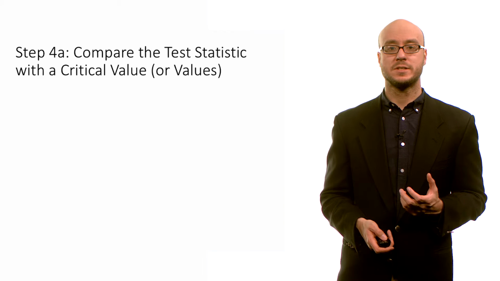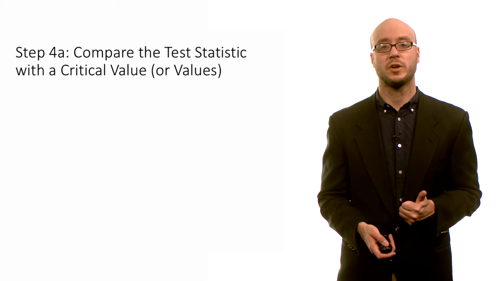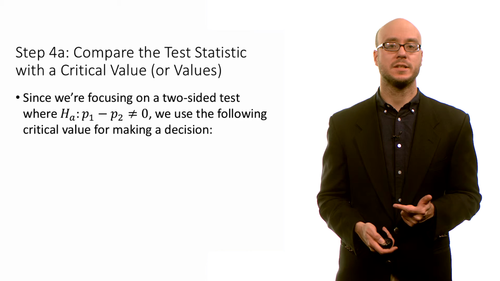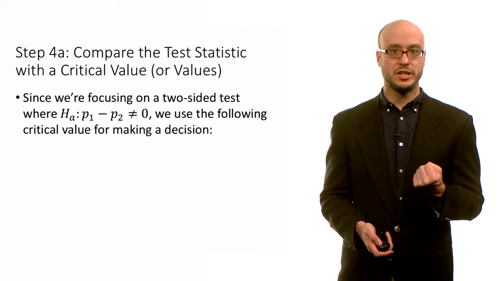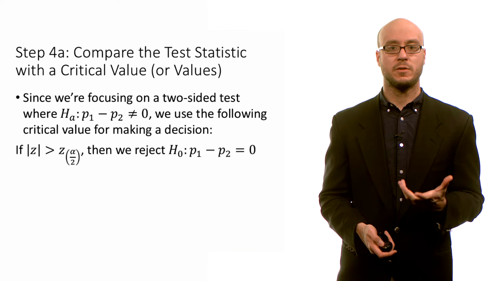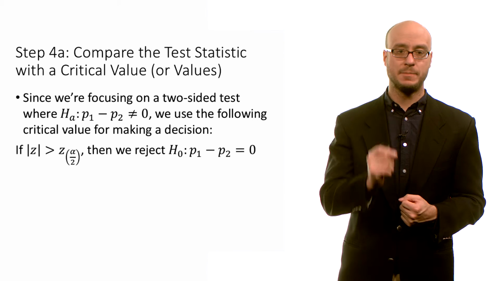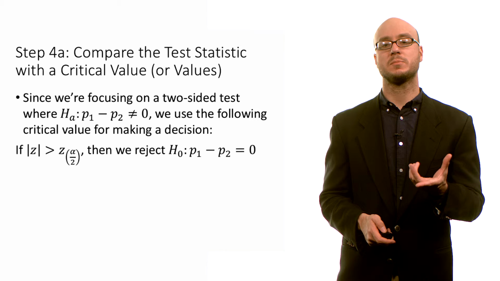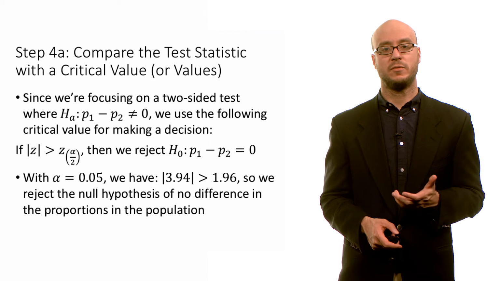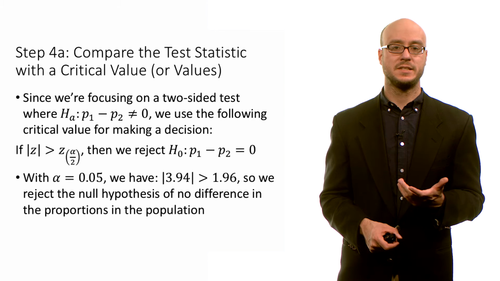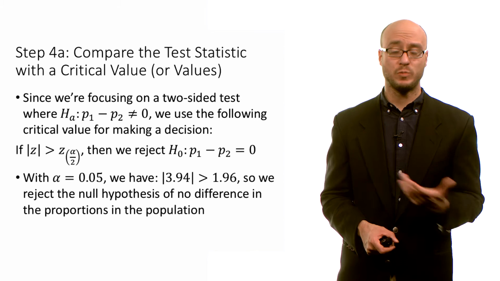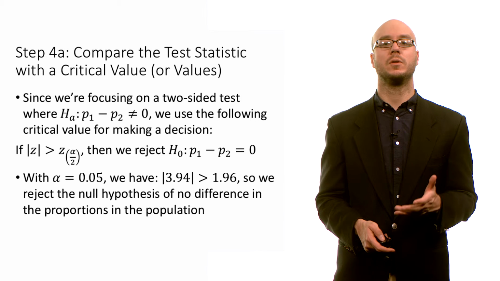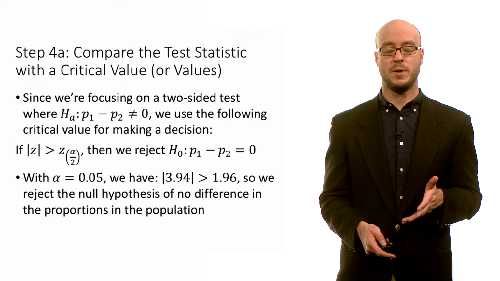We can formally examine this z-test statistic by comparing the test statistic with a critical value or calculating a p-value using the test statistic. Since we're using a two-sided test, we use the following critical value for making a decision. If our z-test statistic in absolute value is greater than or equal to z alpha divided by 2, we can reject the null that the difference in proportions in the population is 0. With an alpha of 0.05, we have the z-test statistic of 3.94 in absolute value. That's greater than 1.96, so we reject the null of no difference in the proportions in the population. To put it another way, yes, men and women differ in their views of Wall Street executives.